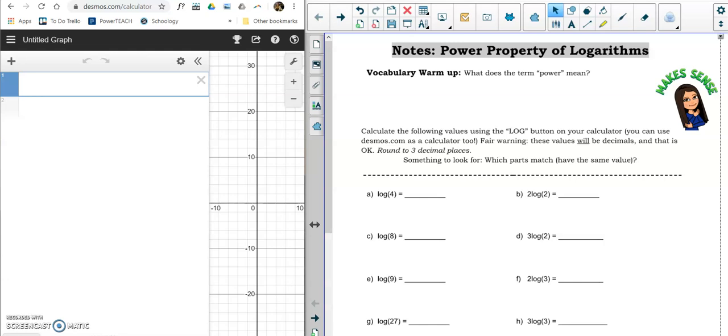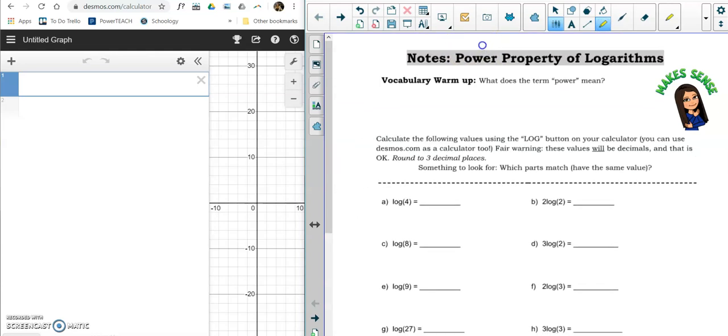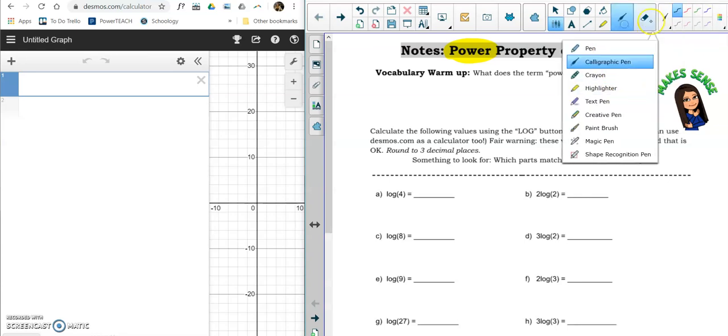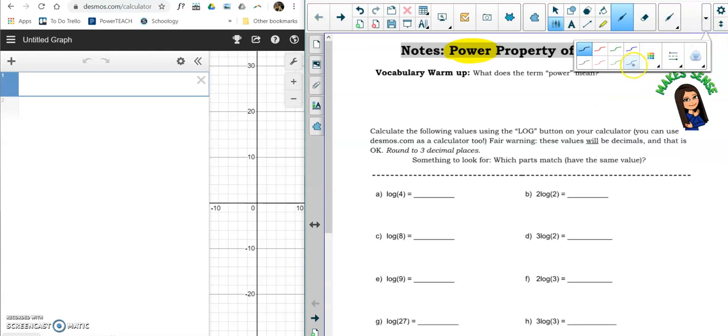Hi everybody, welcome back. All right, so today we're going to talk about our third property of logarithms. It's called the power property, okay? So first, as we have been for each of these sections, we're just going to talk about some vocabulary so that we have a clear understanding of the terms that we're talking about. So the first thing we want to talk about is, what does this word power mean?